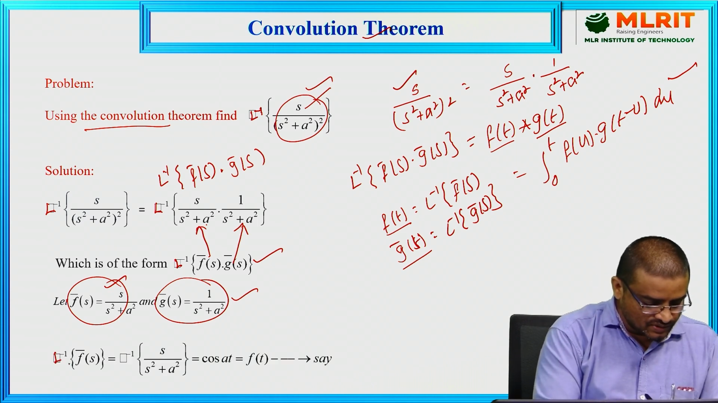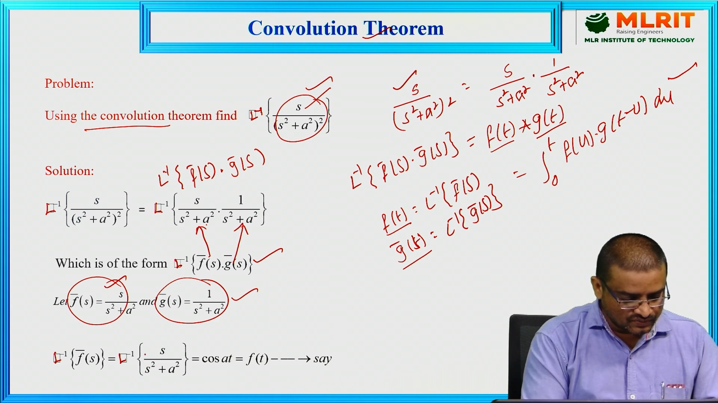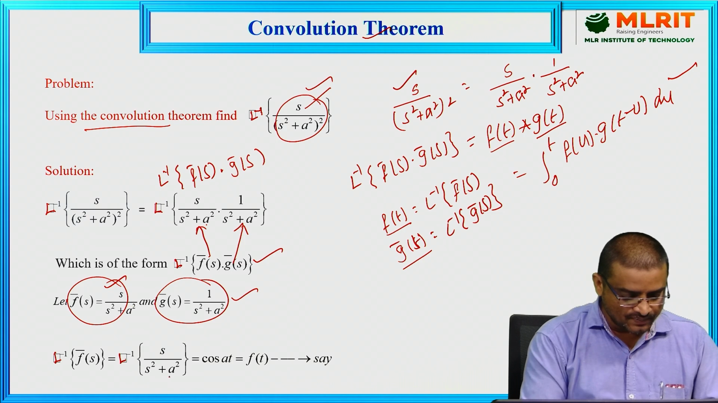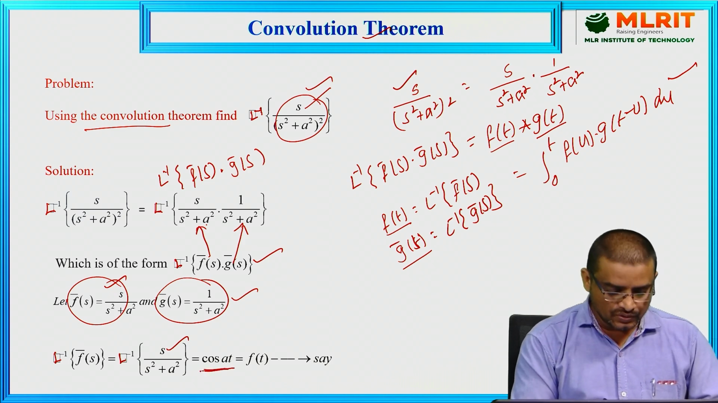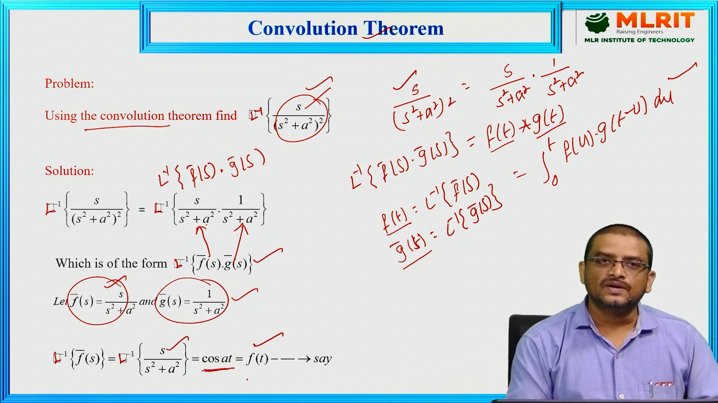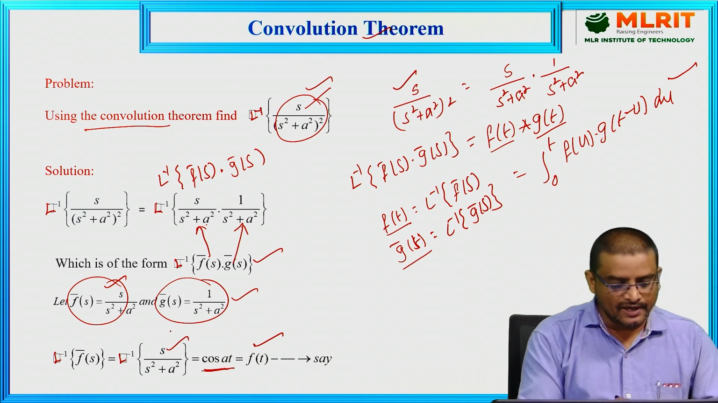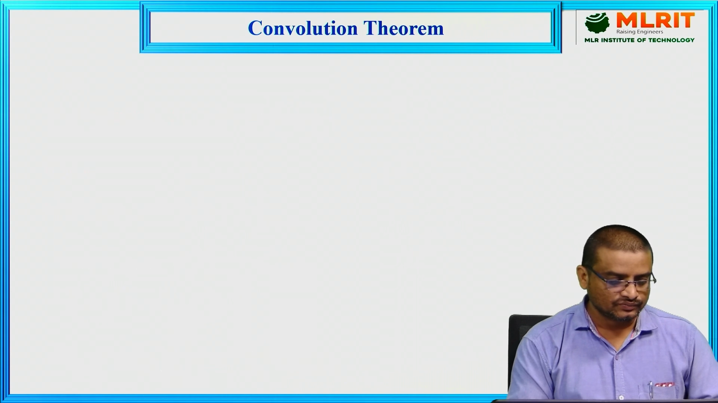So L inverse of f bar of s, what is the value we consider for f bar of s? s by (s square plus a square). L inverse of s by (s square plus a square), we have the standard formula, that is cos at. You consider this value as f of t for some time, and now similarly take this, you apply the inverse Laplace transform, then get the value of g of t here.